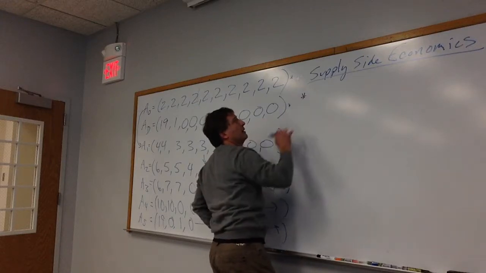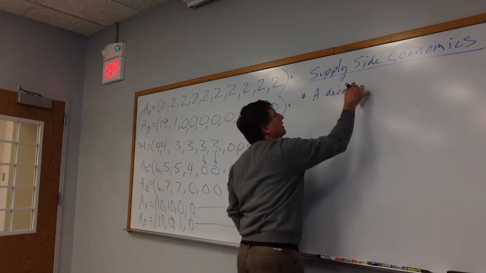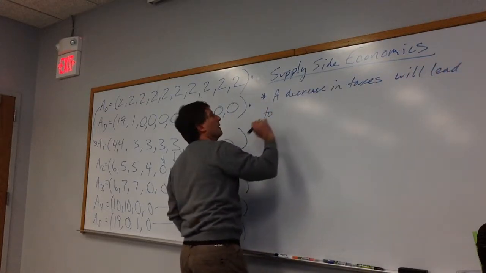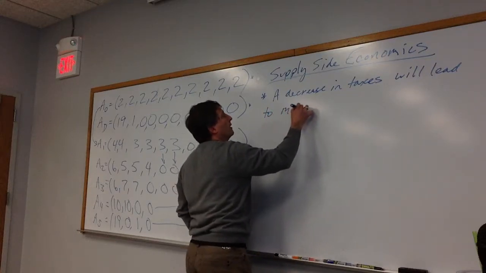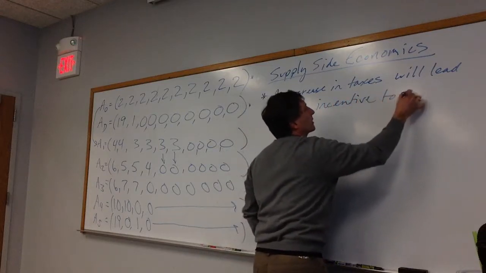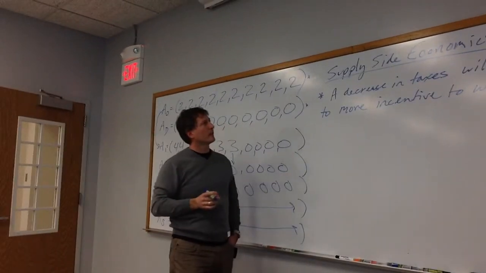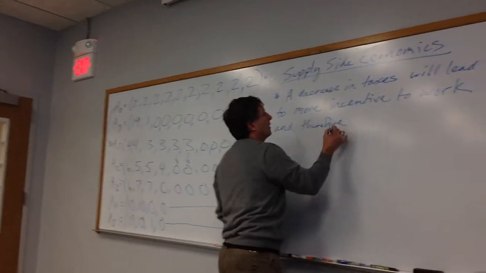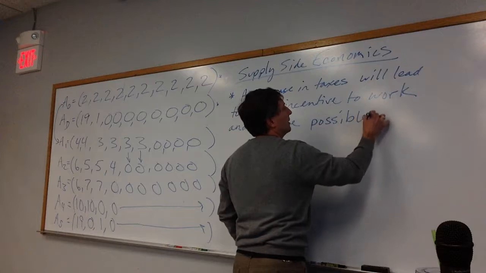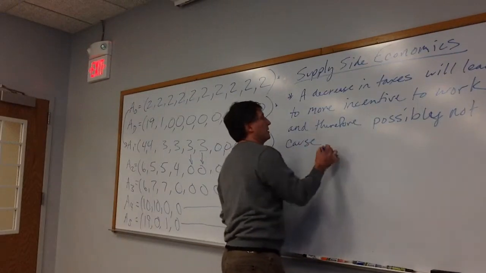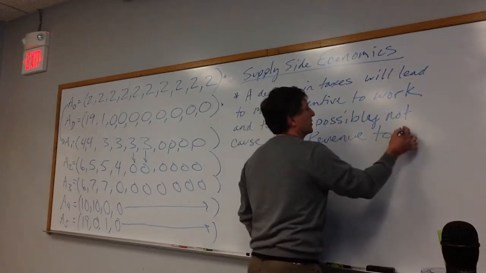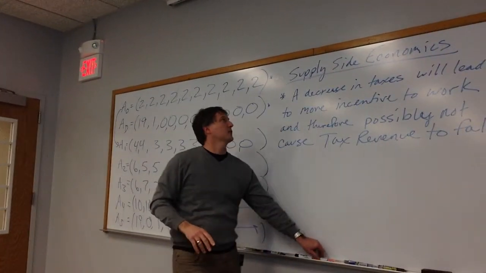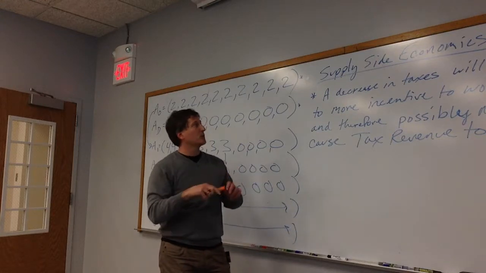So the supply side argument is that a decrease in taxes will lead to more incentive to work and therefore possibly not cause tax revenue to fall. A decrease in taxes will lead to more incentive to work and therefore possibly not cause tax revenue to fall.